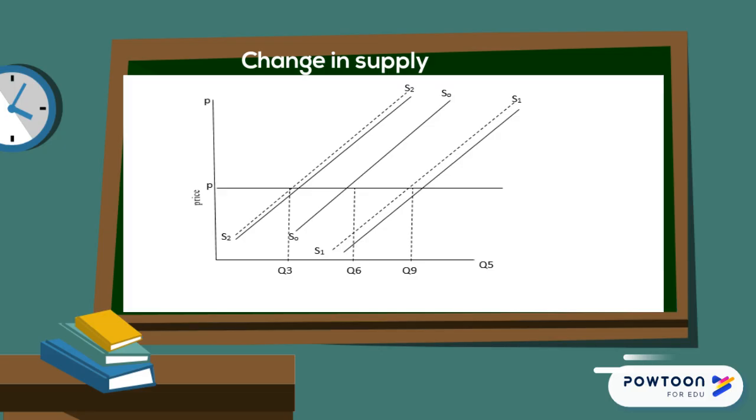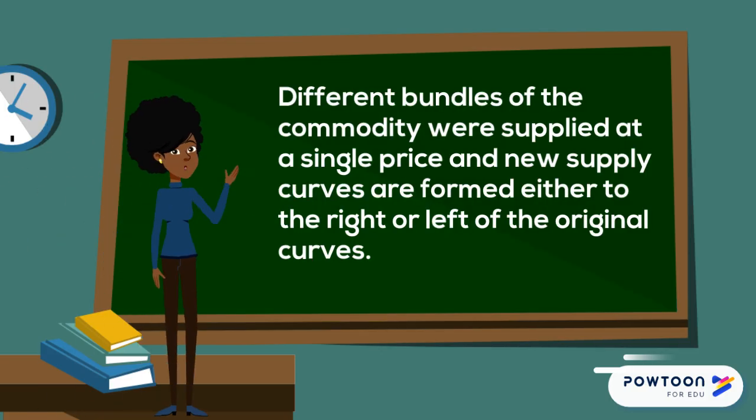The price of a commodity is constant in this graph. If the maximum quantity of the commodity that a firm will supply is Q3, then different bundles of the commodity are supplied at a single price, and new supply curves are formed either to the right or left of the original curves.